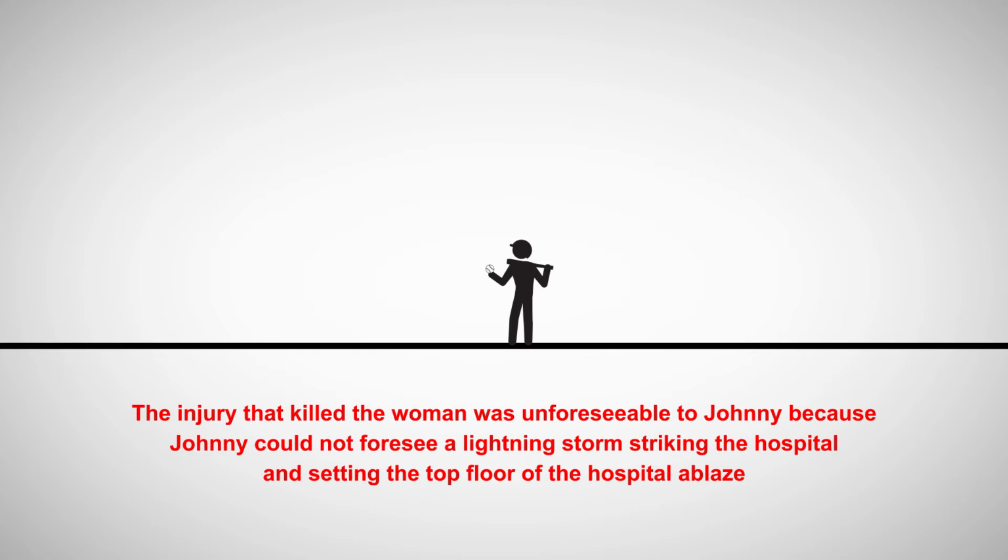The injury that killed the woman was unforeseeable to Johnny, because Johnny could not foresee a lightning storm striking the hospital and setting the top floor of the hospital ablaze. Thus, Johnny is not the proximate cause of the woman's death and will not be held liable for it.